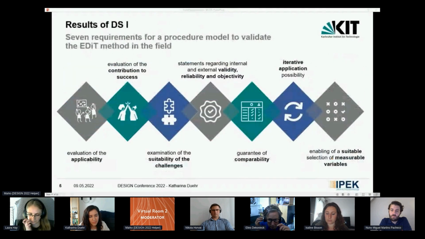Let's have a look at the results of the DS1. In total, 7 requirements have been identified that need to be addressed in a process model that supports the early and incremental validation of the EDIT method in the field.